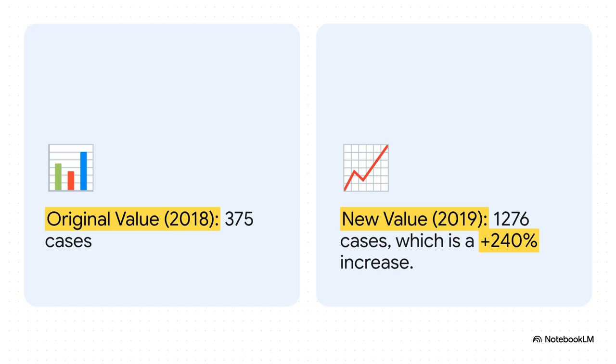And look at how this plays out in the real world. Saying measles cases went from 375 to over 1,200, yeah, that sounds bad. But when you say it was a 240% increase, whoa, now that number tells a story. It instantly gives you the scale of the problem. That's what this is all about, telling a story with the data.